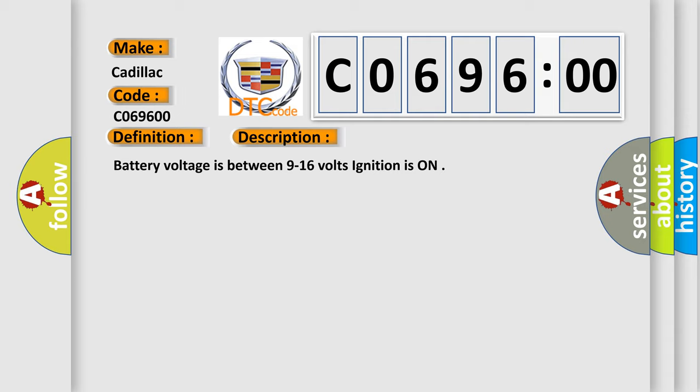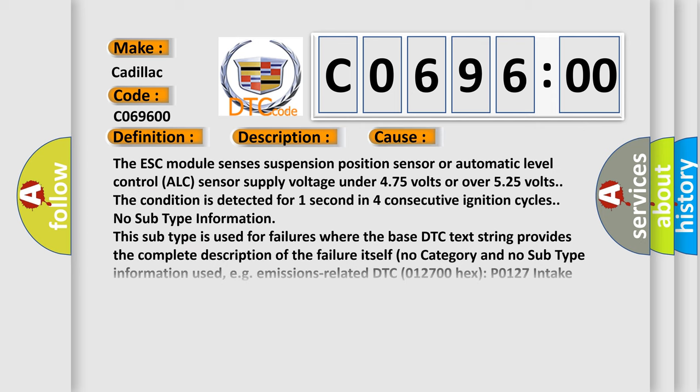Battery voltage is between 9 to 16 volts, ignition is on. This diagnostic error occurs most often in these cases. The ESC module sensors, suspension position sensor or automatic level control ALC sensor supply voltage is under 4.75 volts or over 5.25 volts. The condition is detected for 1 second in 4 consecutive ignition cycles.